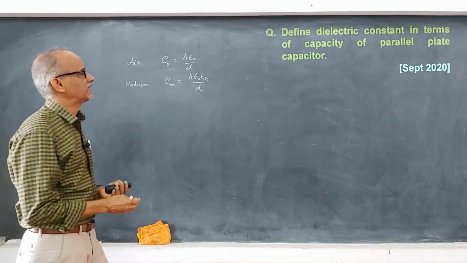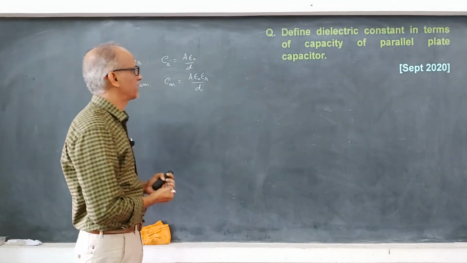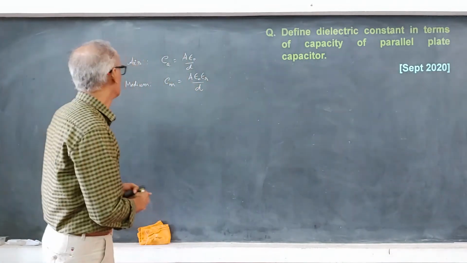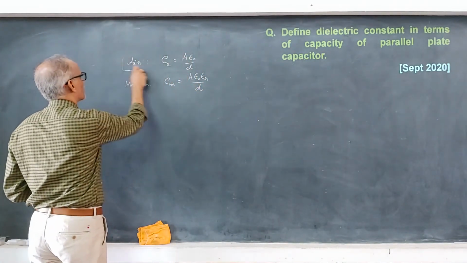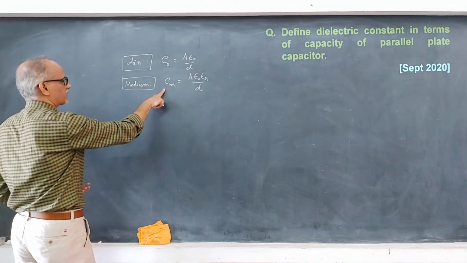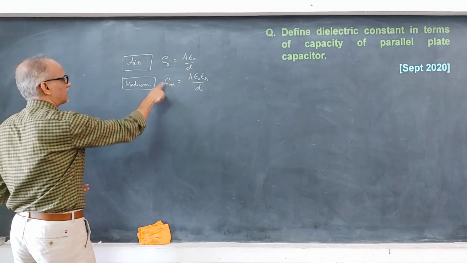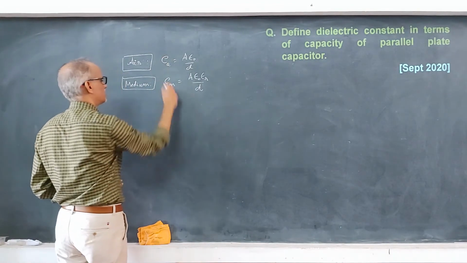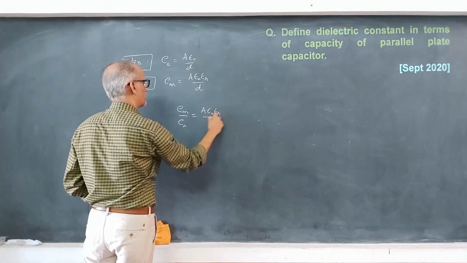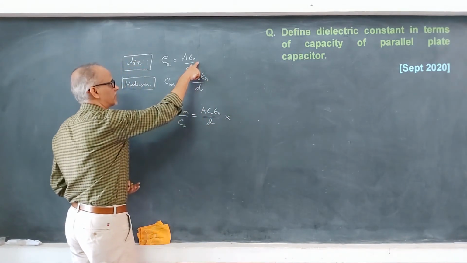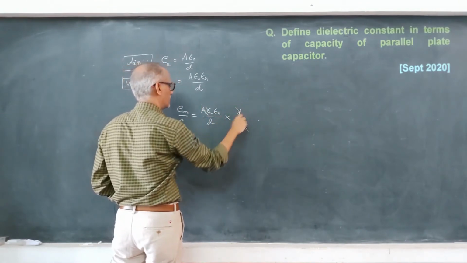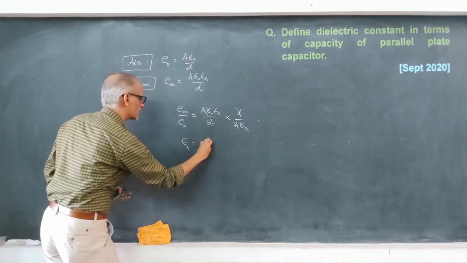Next, define dielectric constant in terms of capacity of a parallel plate capacitor. This question appeared this year in September, in the supplementary exam. Here we have the two equations: one, the capacity of the parallel plate capacitor with air as the medium, and the other, the capacity of the same capacitor in a dielectric medium. I'm going to divide this equation, Cm by Ca. Cm by Ca is equal to A epsilon naught epsilon r by d into, since we have to divide, d by A epsilon naught. A epsilon naught will get cancelled, d will get cancelled, and we get this equation: epsilon r is equal to Cm by Ca.